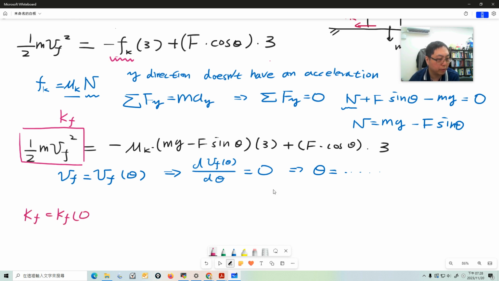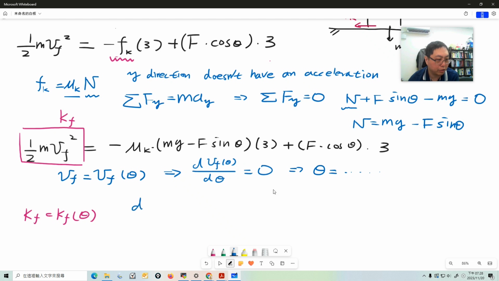Kf is a function of theta. If we find the optimum theta for the maximum kinetic energy, because kinetic energy is closely related to velocity, maximum kinetic energy means maximum velocity. And it's much easier to solve. Okay, so let's start.